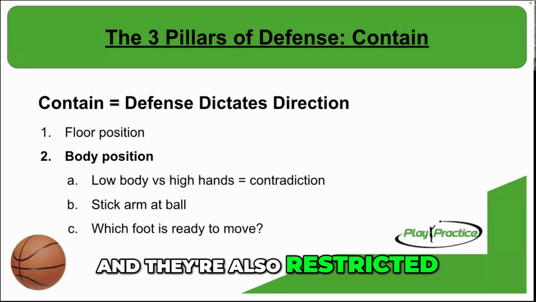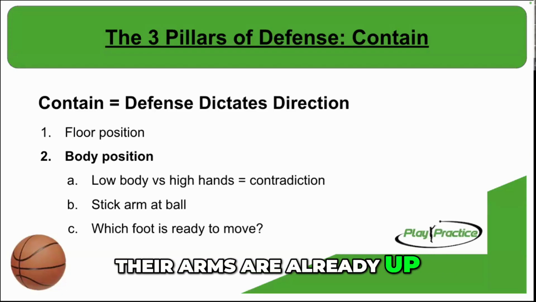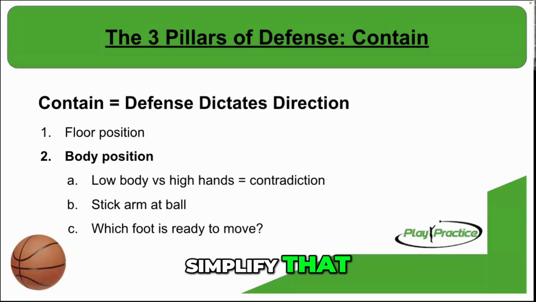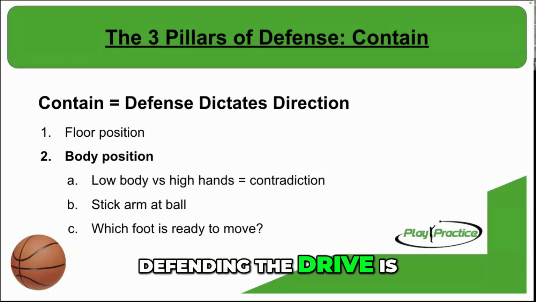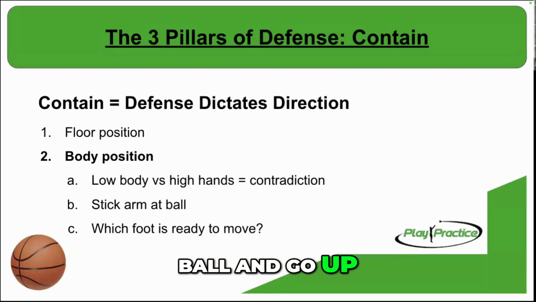And they're also restricted, just body constraints. They're not able to jump very effectively because their arms are already up. And so we just simplify that. We want to be low. Defending the drive is the primary goal. And we have a stick arm that's then able to match the ball and go up and contest it fairly well.